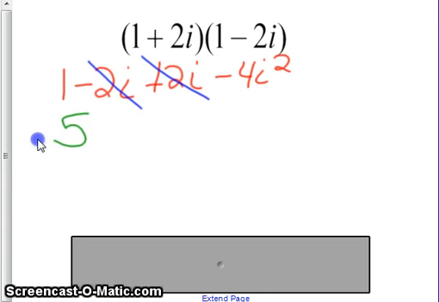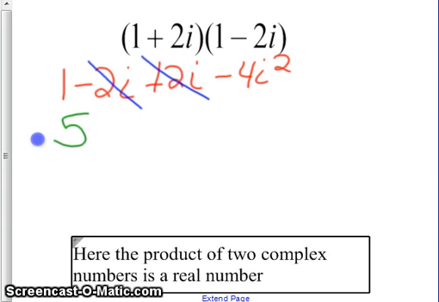In this problem, I multiplied 2 complex numbers together and I got a real answer. Remember, complex numbers are not real. So this is like a wow thing. Like this wows me, okay? You multiply 2 numbers that are not real together, you get something that's real. Good one. Write that down, please. Here, the product of 2 complex numbers is a real number. That's like a blow your mind kind of thing.